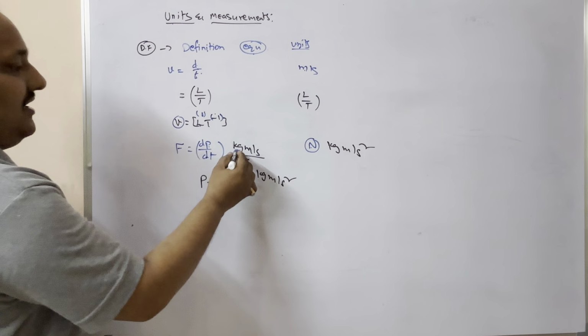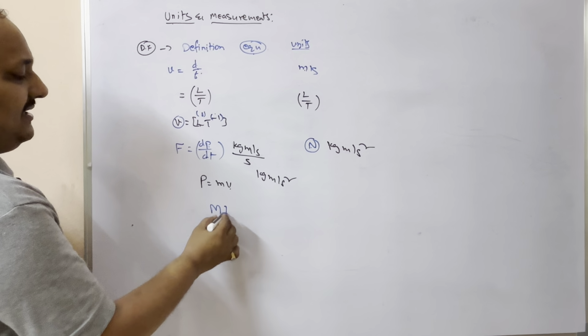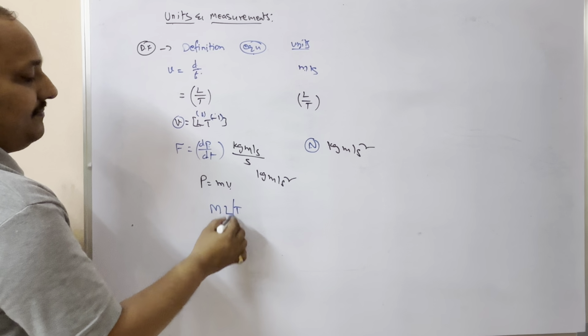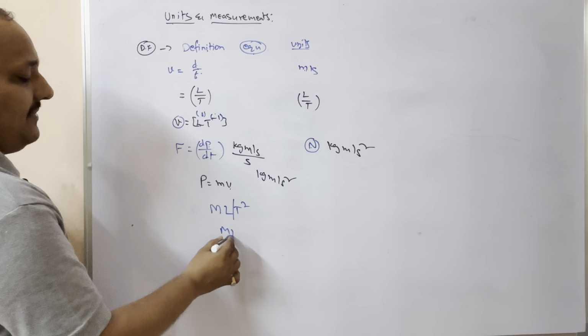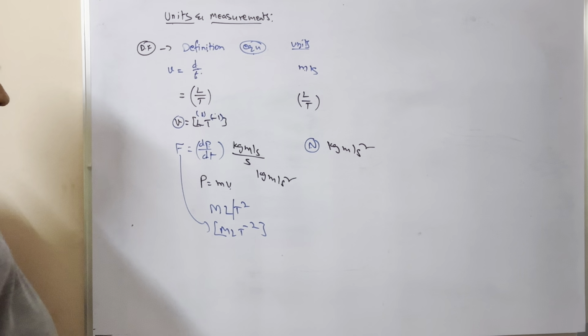So therefore, if you are writing like this, kg m, meter L per T square, so M L T power minus 2. This is the dimensional formula for force: M power 1, L power 1, T power minus 2.